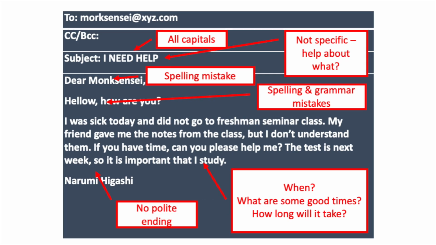Well, as you can see, the subject line is written in all capital letters, so it looks like Narumi is shouting. The subject line is also not specific enough. It doesn't say what kind of help she needs. Next, she made a spelling mistake with the teacher's name, my name, and the word hello in the greetings section. In the body of her email, she failed to suggest some possible times when the teacher might help her and how long it would take. Finally, there is no polite ending.